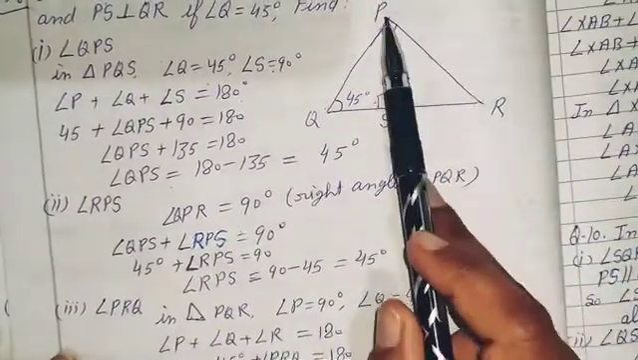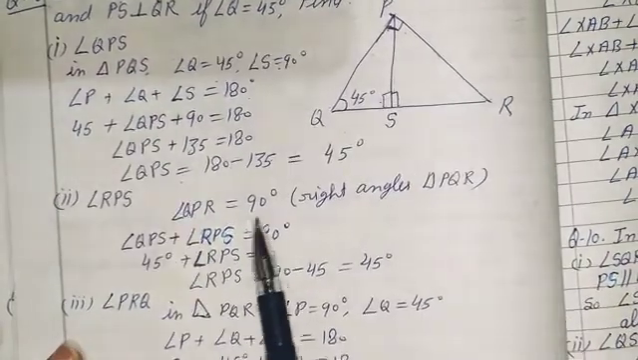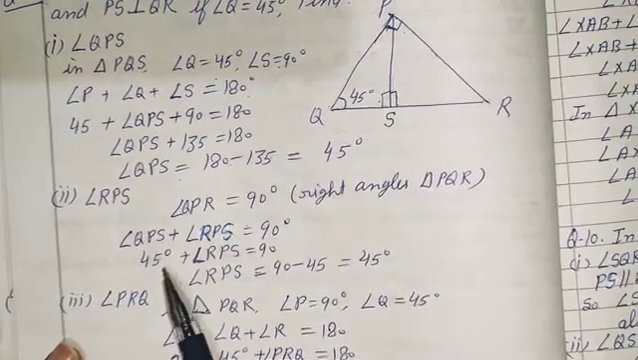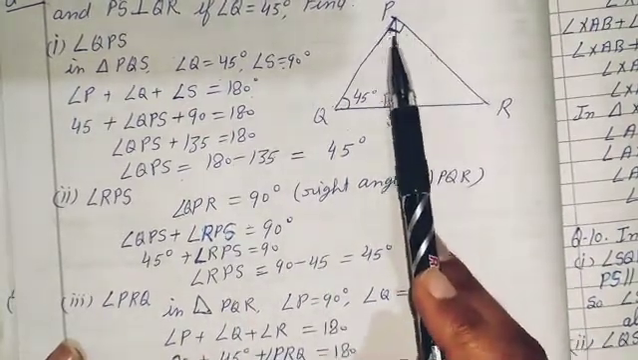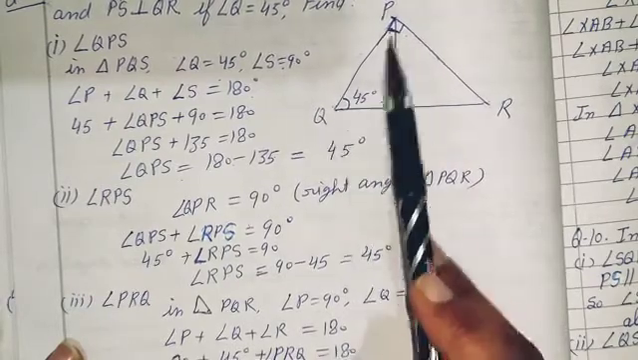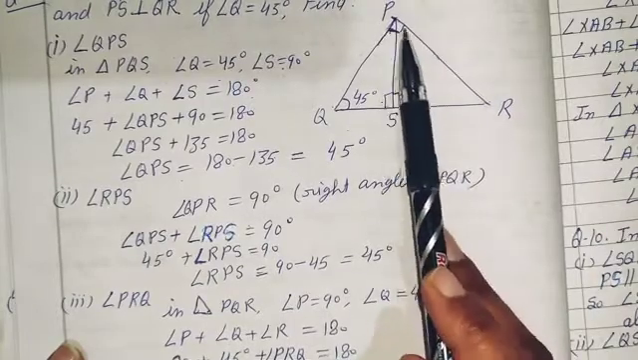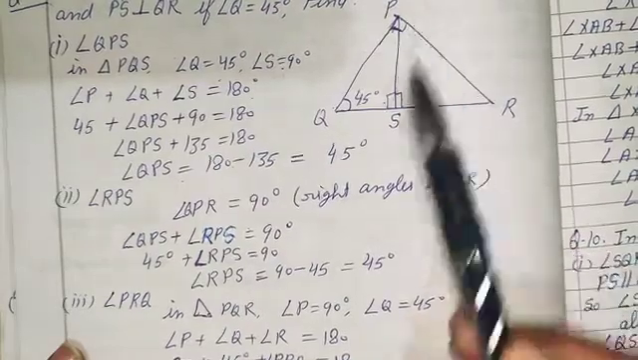Now angle RPS. This is the portion of angle P. Angle QPR equals 90, it is given that it is 90. We know the measurement of this part, so we can find this part. Since angle QPS plus angle RPS equals 90 degrees, angle RPS equals 90 minus 45. That is, it is 45 degrees.